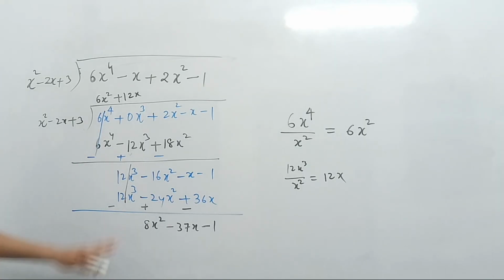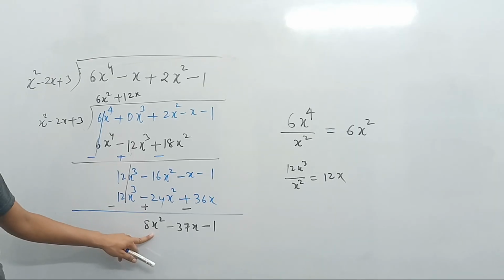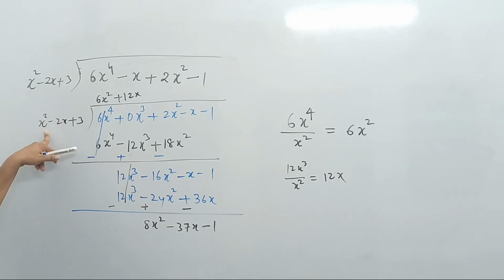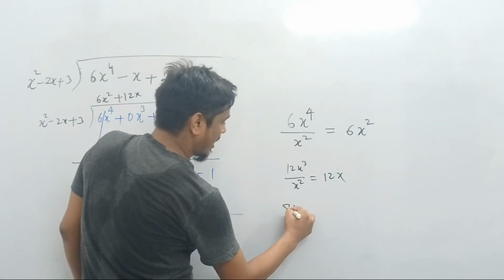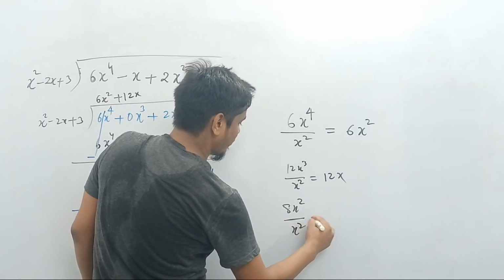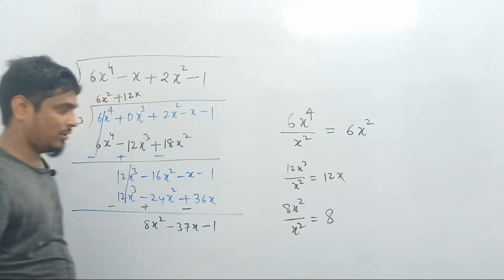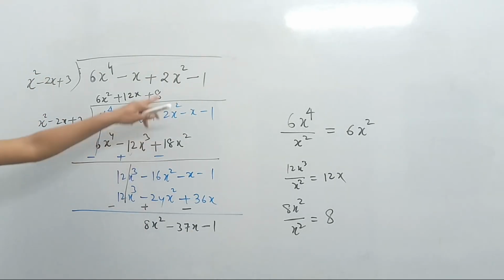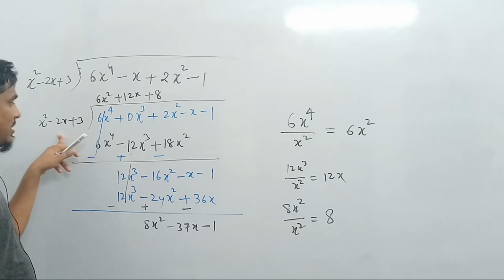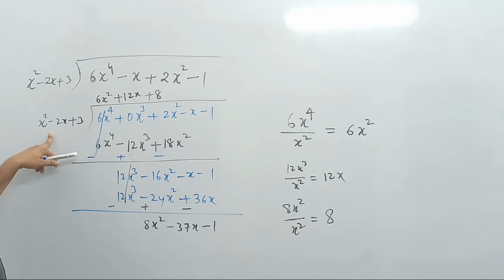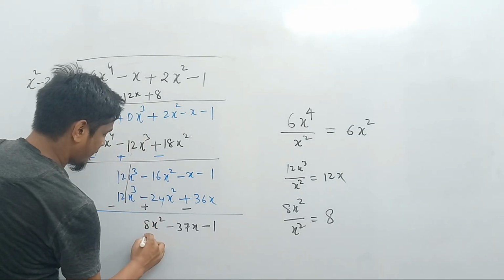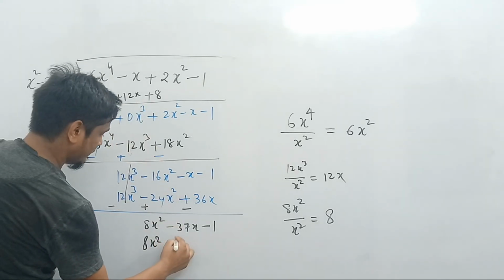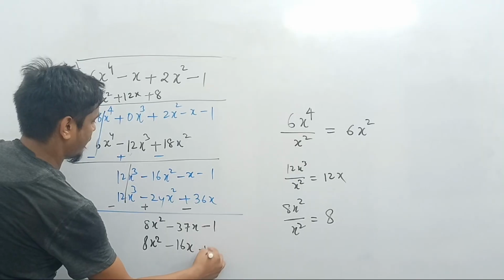So again we do the same process. The leading term is 8x^2, and we are going to divide it by the leading term of the divisor. 8x^2 divided by x^2 gives us 8, so plus 8 is the number over here. This plus 8 is going to multiply with all the terms of the divisor, which gives us 8x^2, then negative 16x, then plus 24.